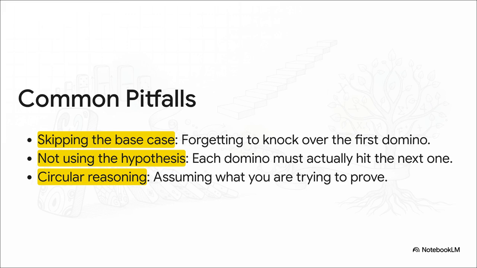First, skipping the base case. That's like setting up an infinite line of perfect dominoes, but never actually pushing the first one over. Nothing happens. Second, not using your inductive hypothesis. This means you haven't actually proven the connection between one domino and the next. They're too far apart to hit each other. And finally, circular reasoning. This is basically just saying, I know all the dominoes will fall because I'm assuming they'll all fall. You haven't proven anything at all.